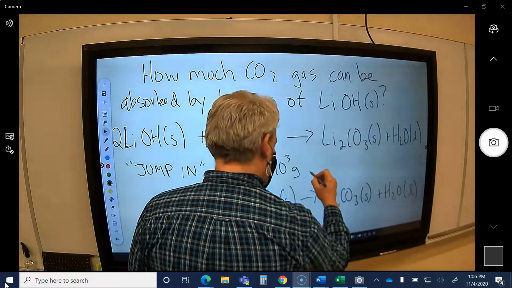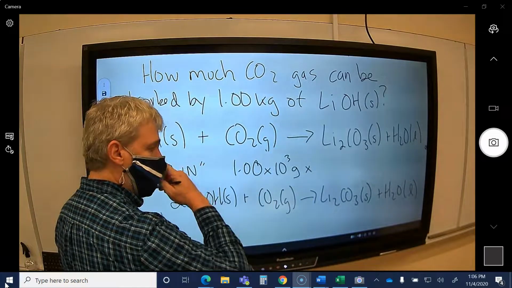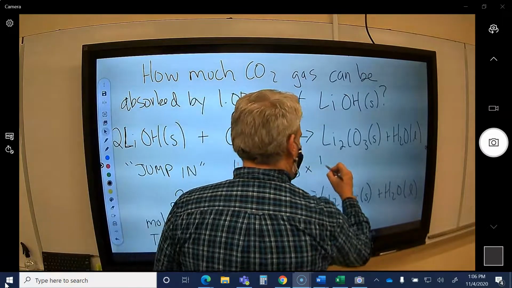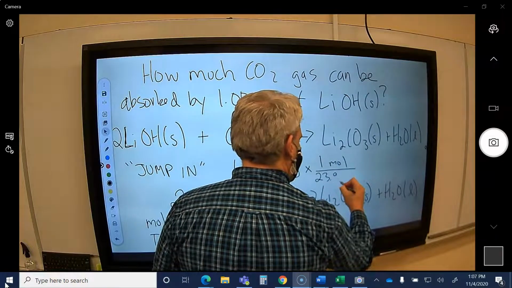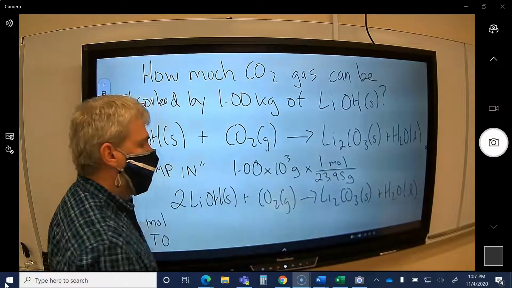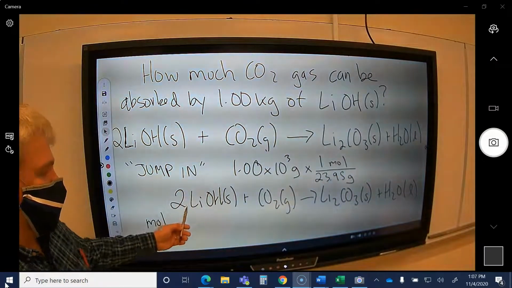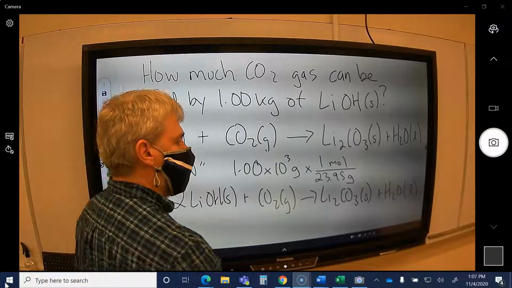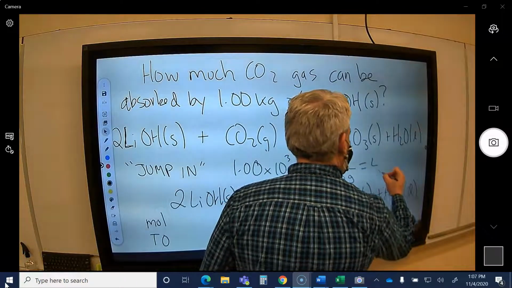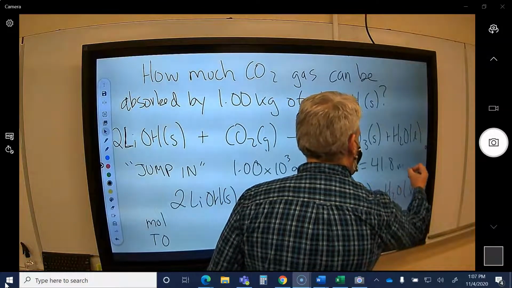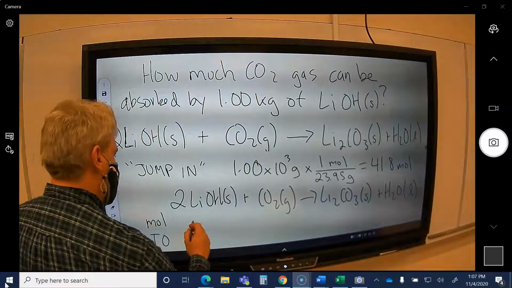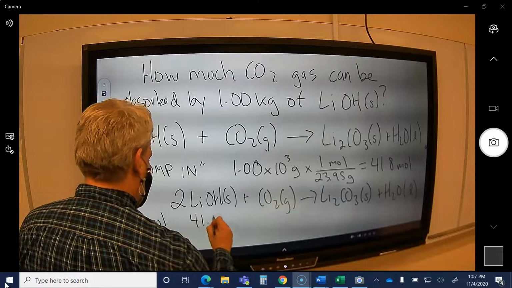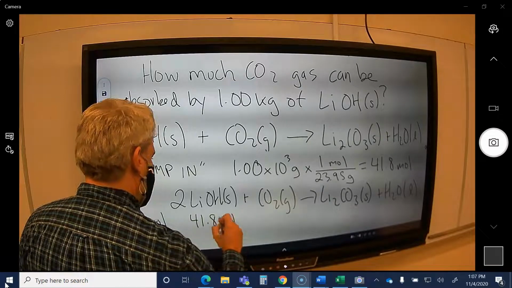Okay, and then we are going to convert that into moles by multiplying by 1 mole divided by 23.95 grams, and that is, of course, the molar mass of lithium hydroxide. And so this tells us that we're going to get 41.8 moles of lithium hydroxide to work with in our 1 kilogram. So let's put that in the turnover table.